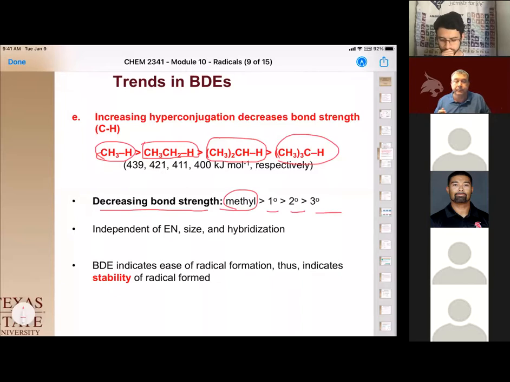Because those adjacent things are able to back donate electron density, we can change that bond strength. Okay. So the other thing that we need to remember is that our bond dissociation energy indicates the ease of radical formation. Remember on that previous table, all of those ones below 200 we call initiators because they form radicals more easily than most of those other bonds.